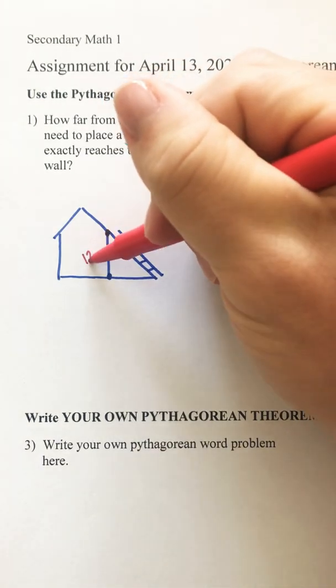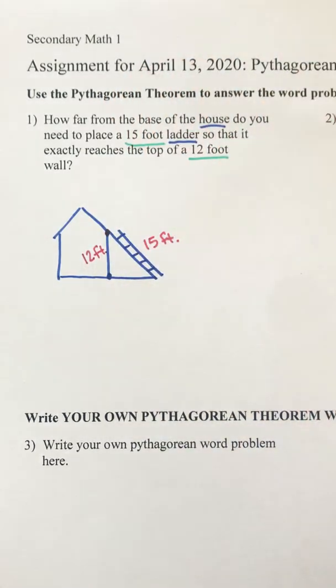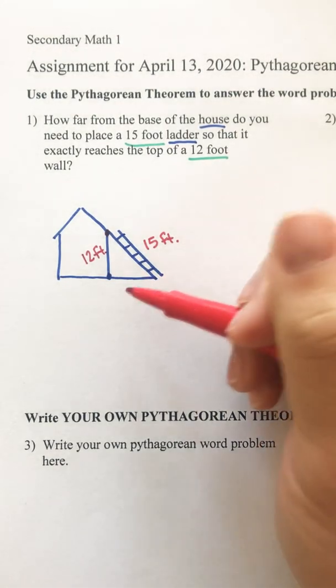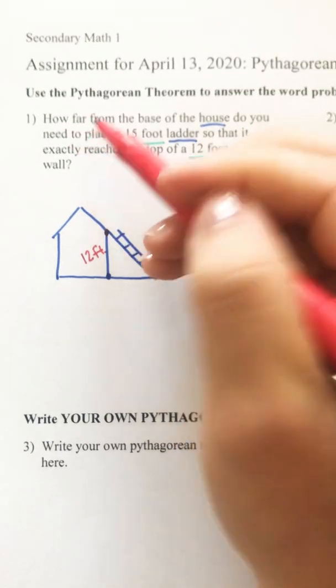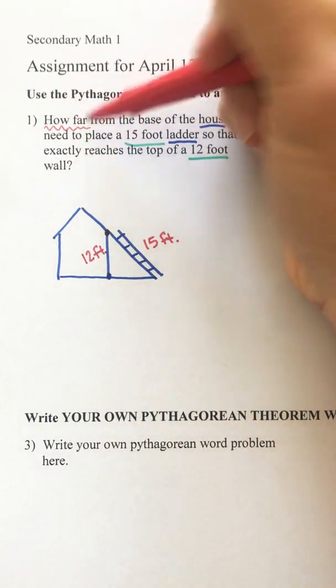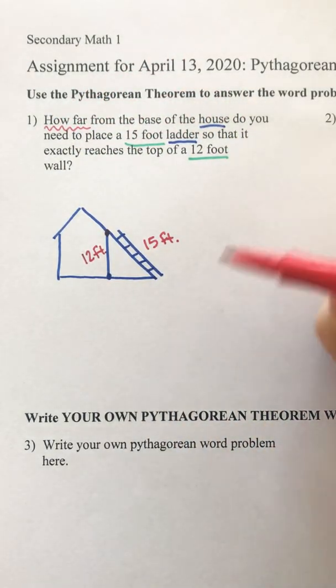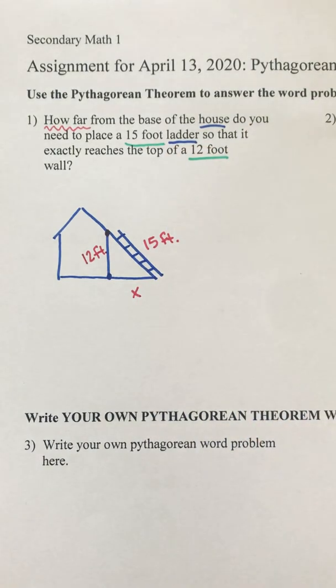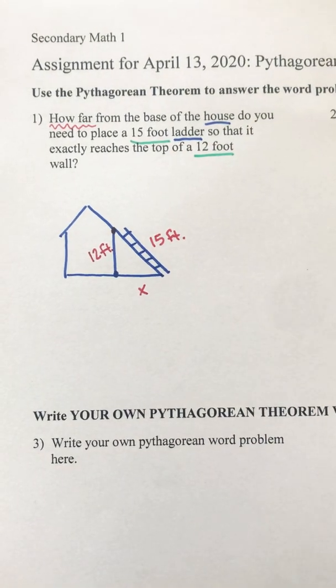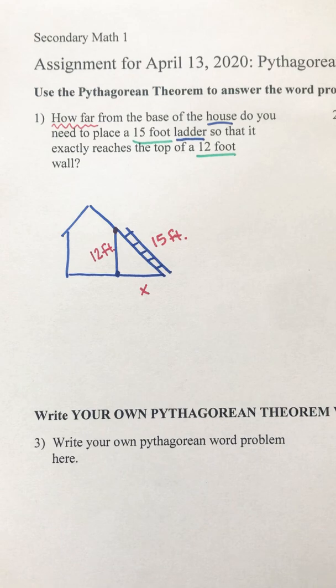So we know that this side right there is 12 feet. Okay? This part right here, how far, I'm going to underline that. That is our question that we're trying to answer. How far? That means that can be labeled as X. Okay, that is the side of the triangle that we are trying to find.